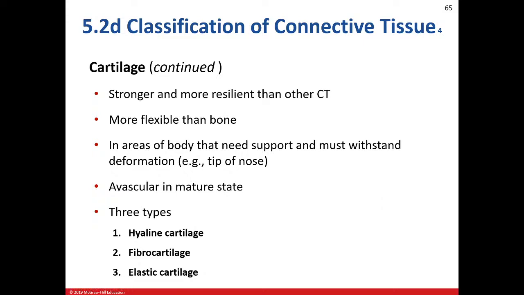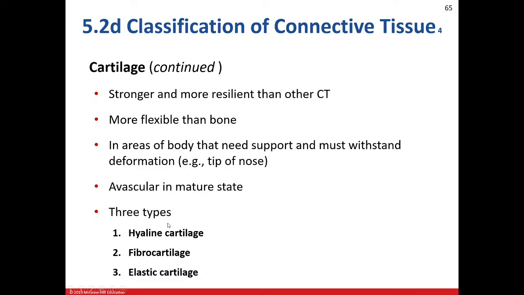So cartilage is stronger and more resilient than other connective tissue types, but it's more flexible than bone. In areas of the body that need support and must withstand deformation, we find cartilage. So this would be like the tip of the nose. Also the ears. Yeah, the pinna is made up of cartilage. And in the mature state, cartilage is avascular.